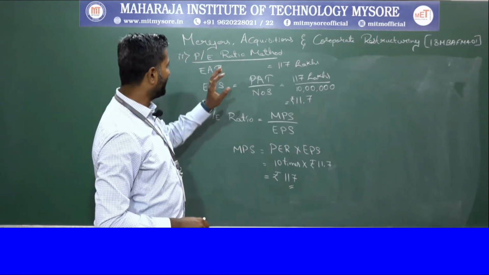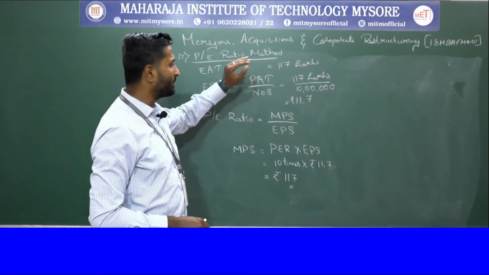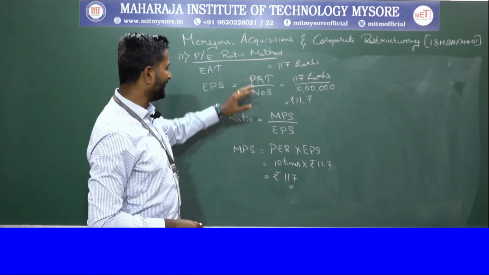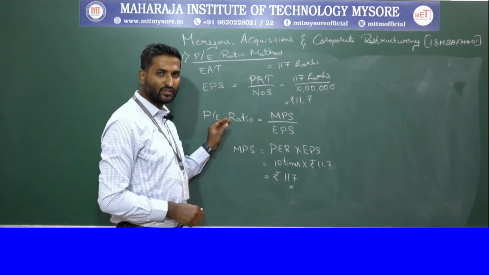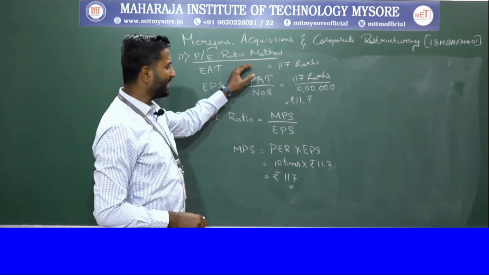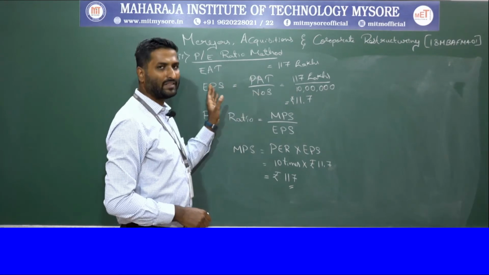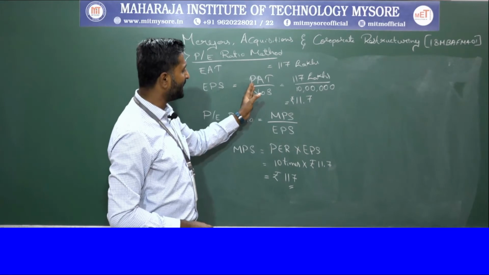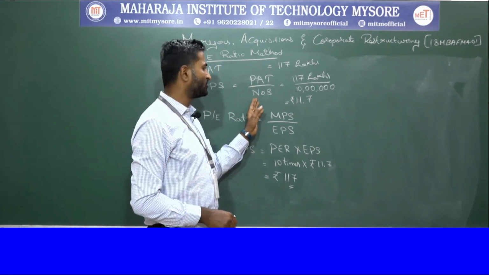Hope you understand, where we follow the price earning ratio method, where they gave the EAT as well as the PE ratio in the problem. By using the EAT, we can easily determine the EPS. So EPS equals, we use the formula PAT divided by number of shares.